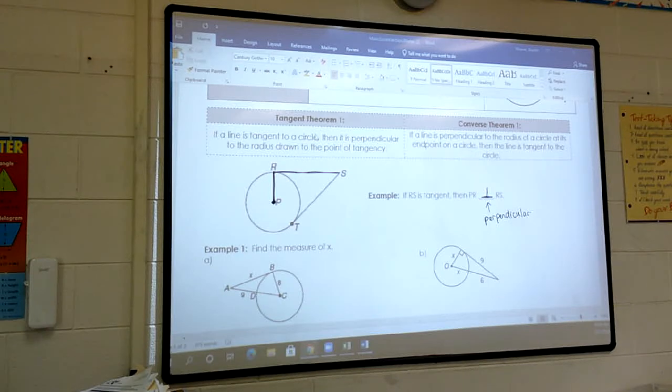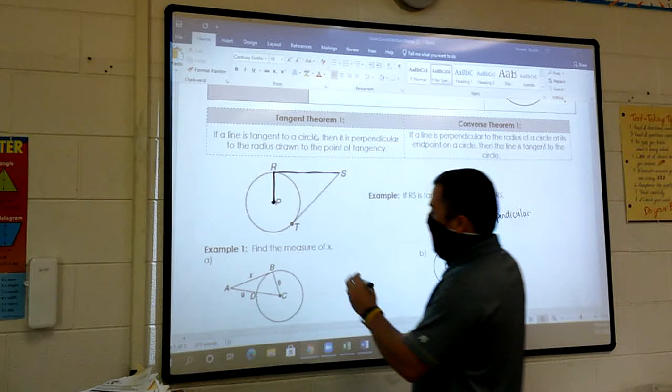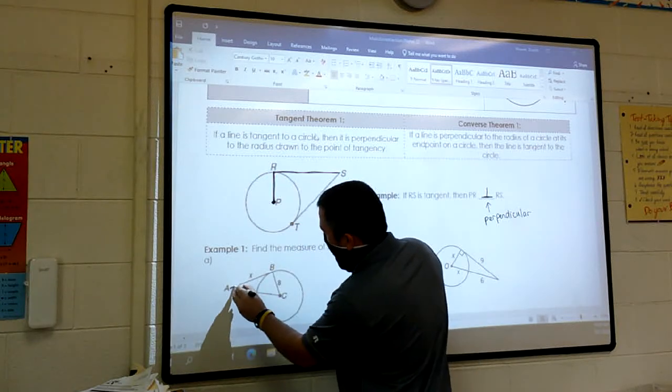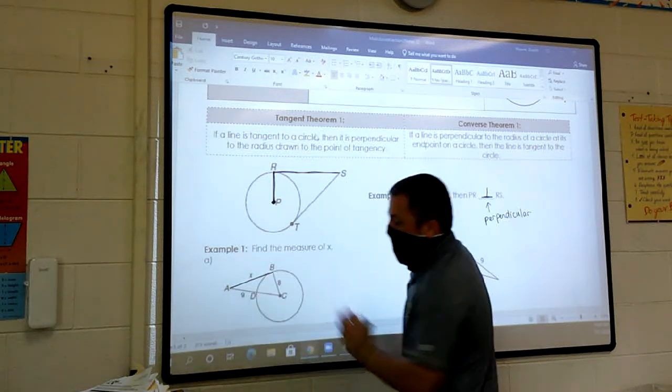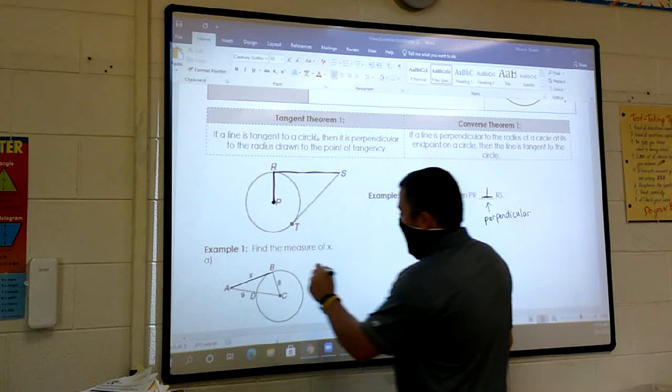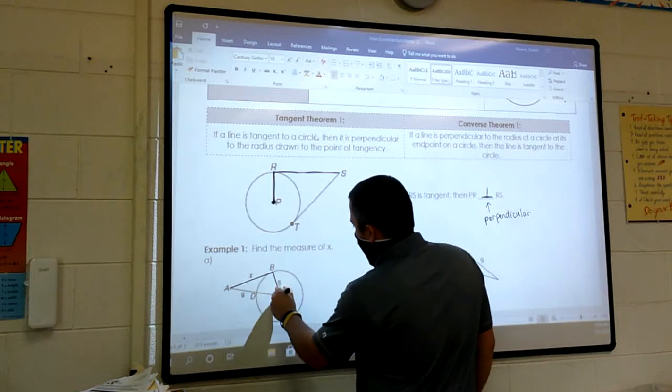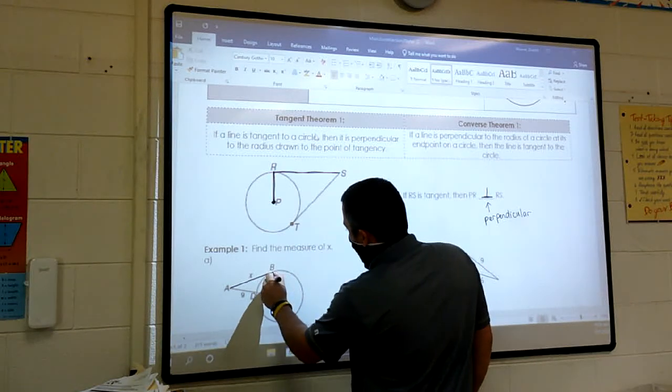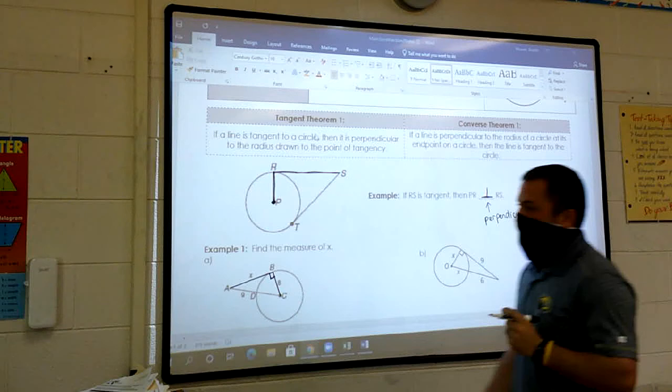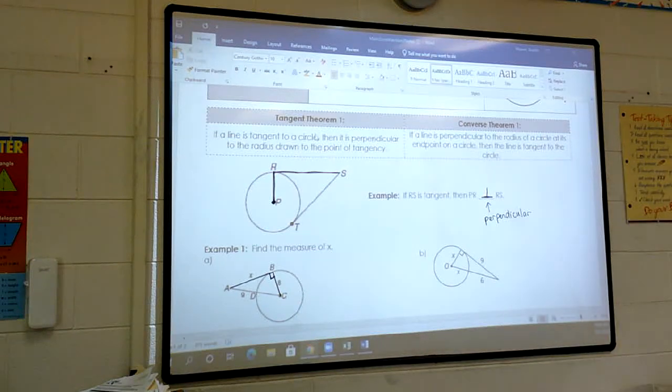So in example number 1, we want to find the measure of x. Okay, so to find the measure of x, we've got to know a couple things. First of all, we know that this is a tangent line. Okay? And we know that this is the radius. So we know that this creates a right angle right there in example 1. It makes a right angle, a 90-degree angle.